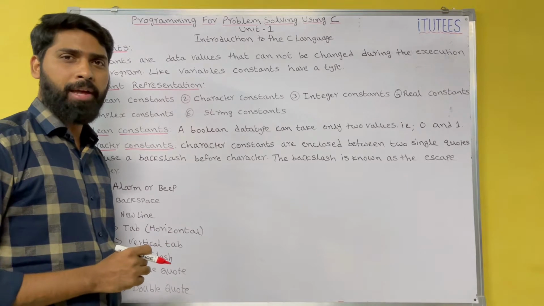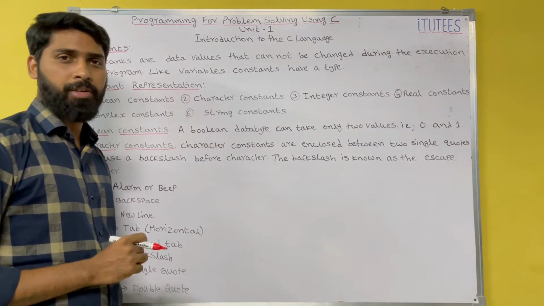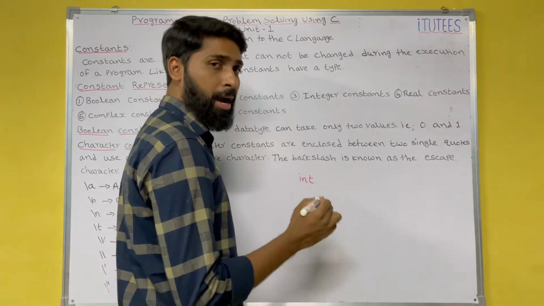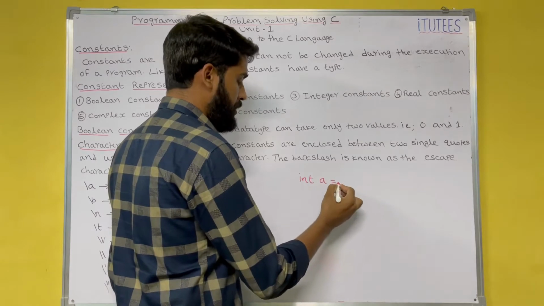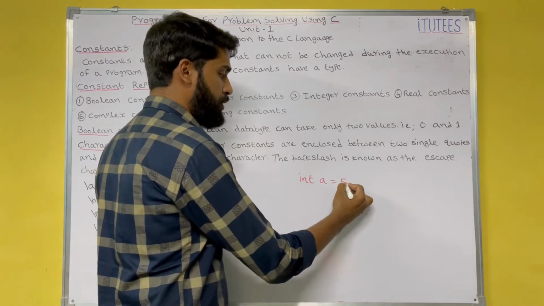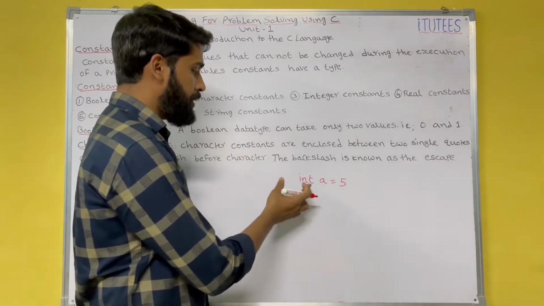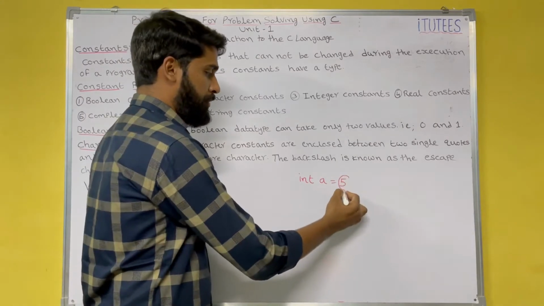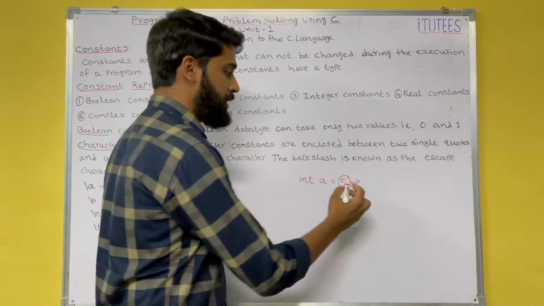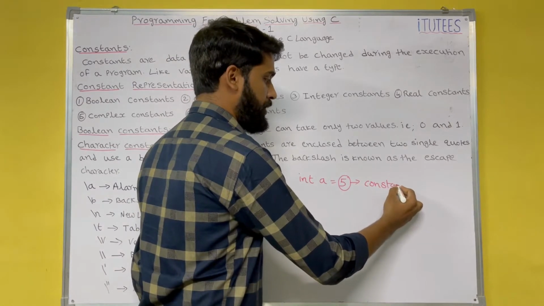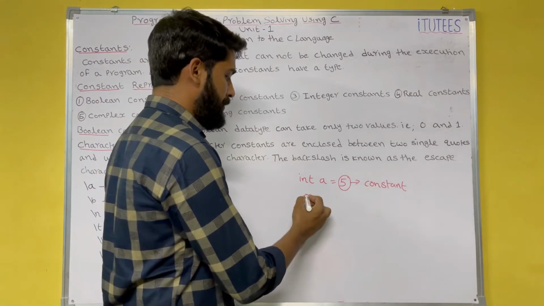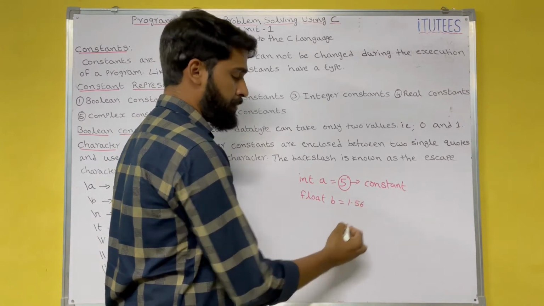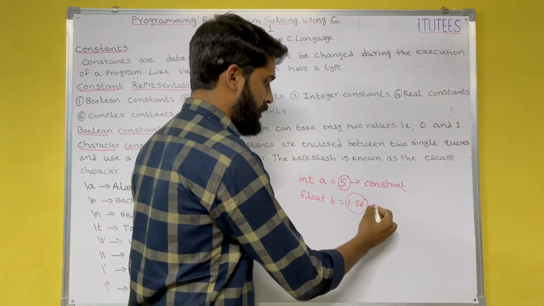In this class we are going to learn about constants in C language. In the previous class we discussed data types and variables. Now see this example, int a equals 5. In this example, int is the data type, a is the variable, and what about 5? 5 is the constant. Similarly, float b equals 1.56. In this, 1.56 is a constant.